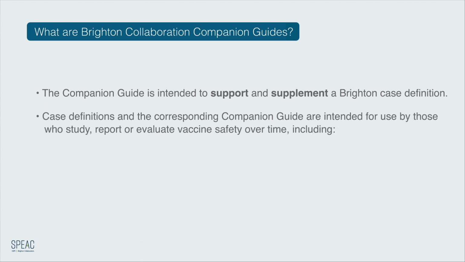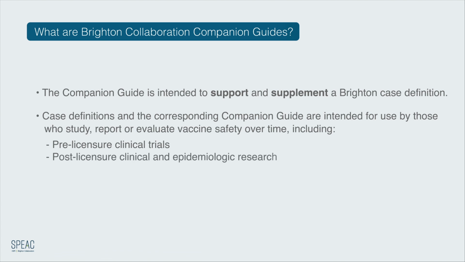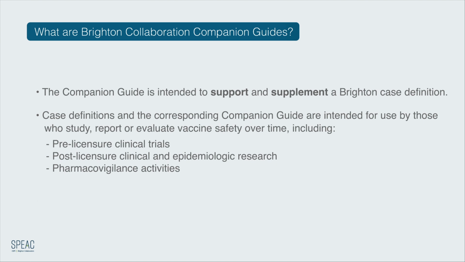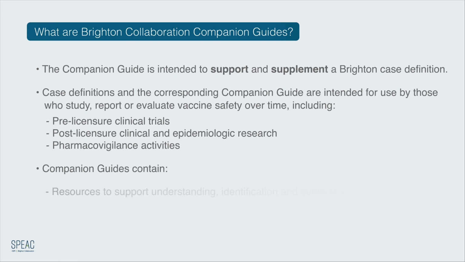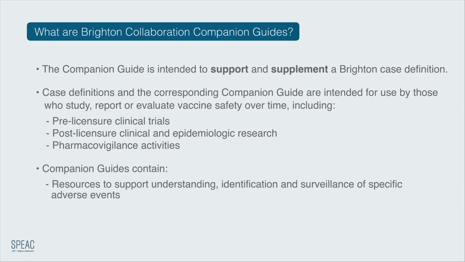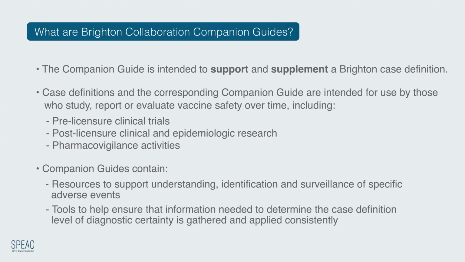Brighton Collaboration case definitions are intended to be used by those who study, report, or evaluate vaccine safety during the entire vaccine lifespan, from pre-authorization clinical trials to post-marketing studies, as well as pharmacovigilance activities. The companion guide offers resources to support users in the understanding, identification, and surveillance of specific adverse events, as well as tools to guide the application of the case definition in terms of gathering relevant information and assessing the level of diagnostic certainty.